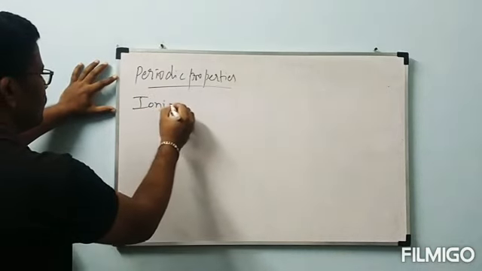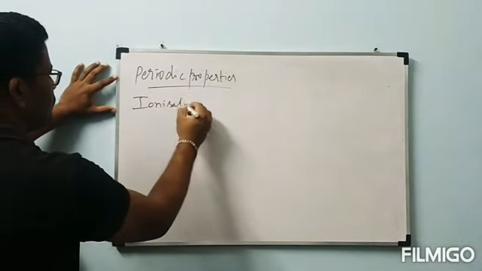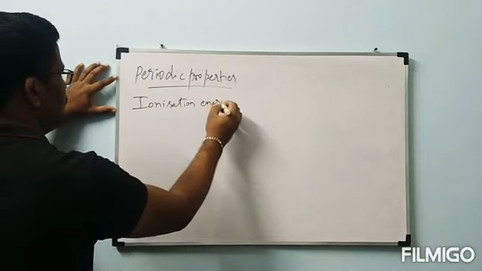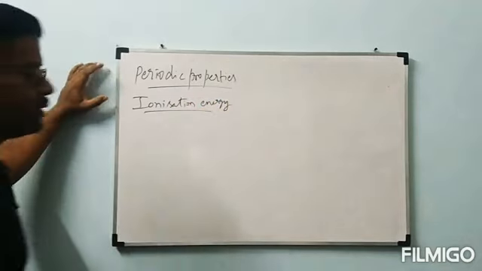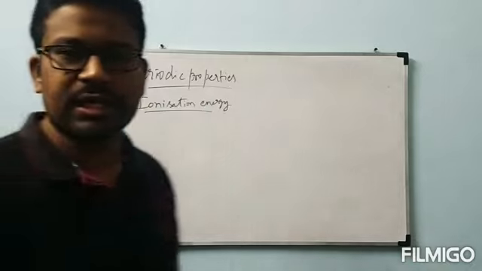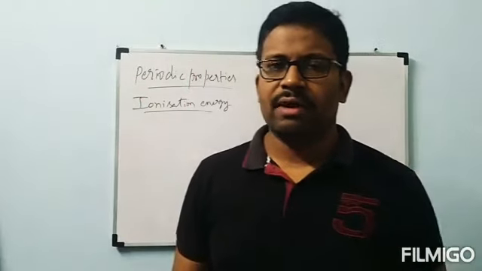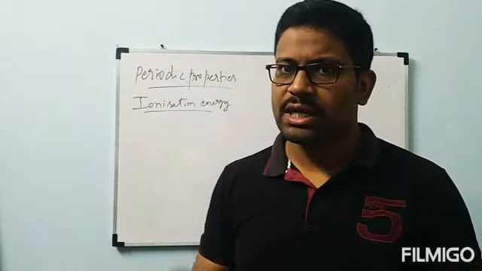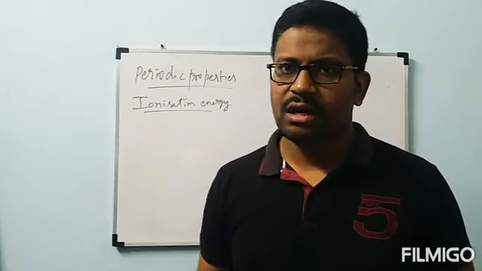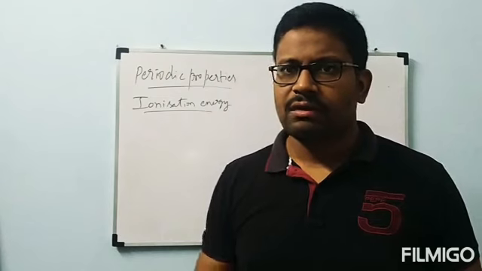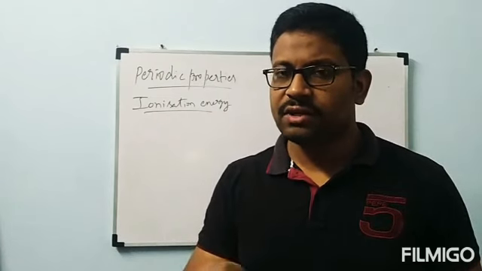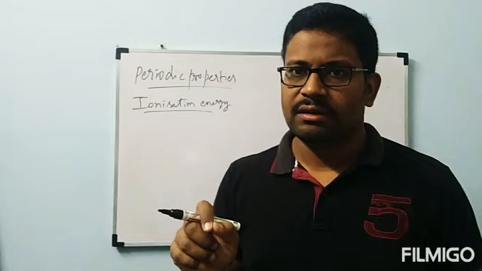Ionization energy. What is the definition of ionization energy? The minimum amount of energy required to remove the electron from the outermost shell of a neutral isolated gaseous atom is called ionization energy. From the neutral isolated gaseous atom, if you remove the electron, that is called IE1.